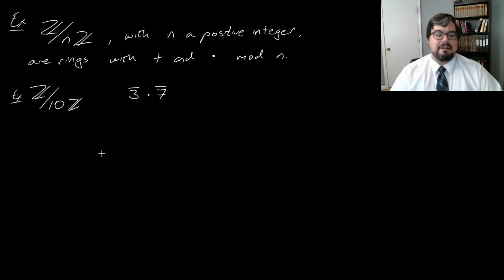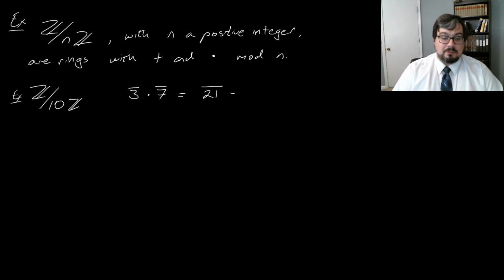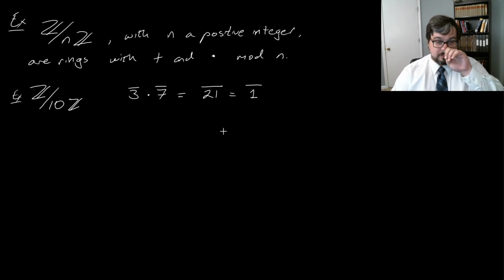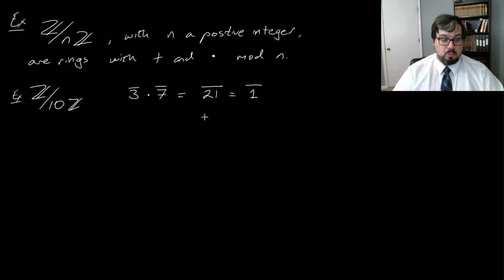And I can multiply them. The way multiplication in this ring works is that you multiply the two representatives that you're working with and then take the equivalence class of that representative. So 3 bar times 7 bar is 21 bar, which of course we can simplify because 21 is equivalent to 1 modulo 10, because their difference is a multiple of 10. And that's how the multiplication in these rings works.